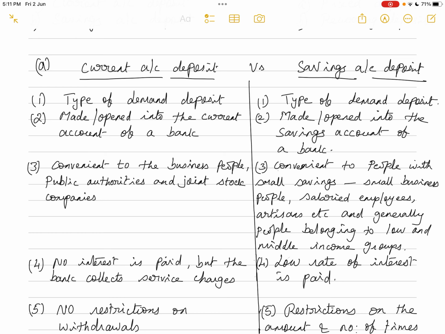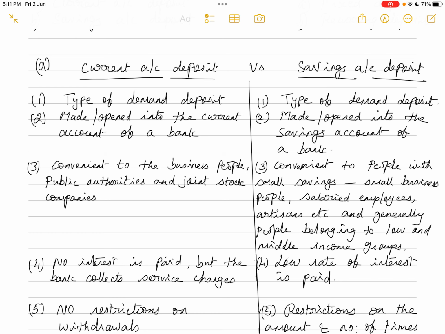Whereas in the savings account, the bank can use the money for lending purposes, maybe for a short period of time, and the bank pays a rate of interest, even though the rate of interest paid is low compared to the other types of deposit, the fixed deposit and the recurring deposit, where a higher rate of interest is paid. I think it's around 4%, but it is not stable. According to the circumstances, it keeps changing.